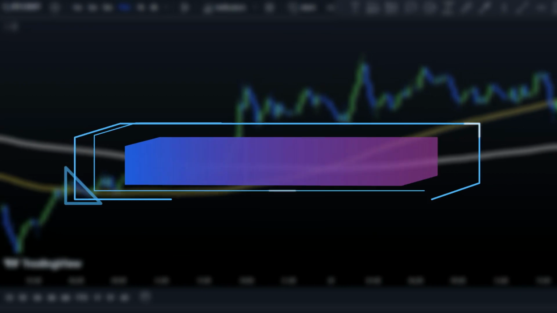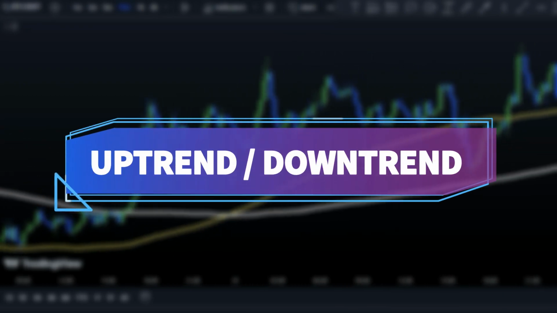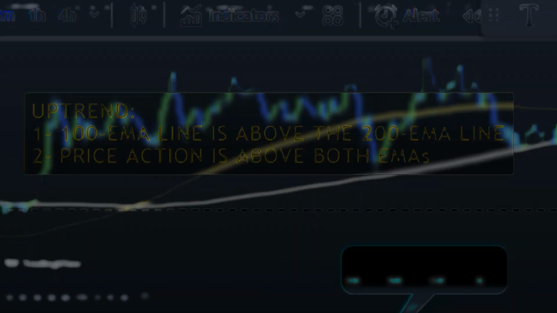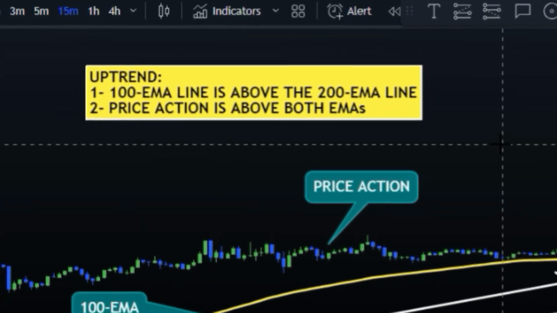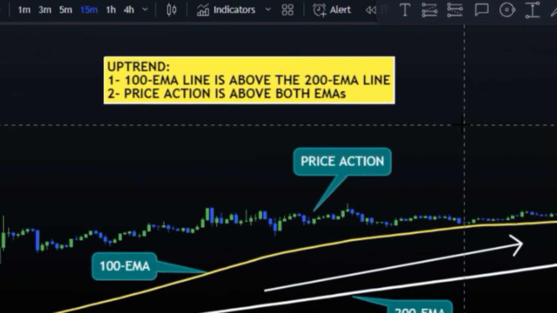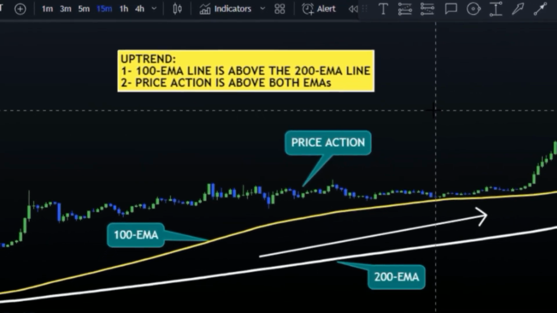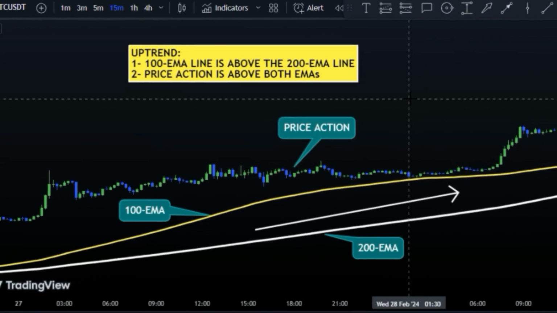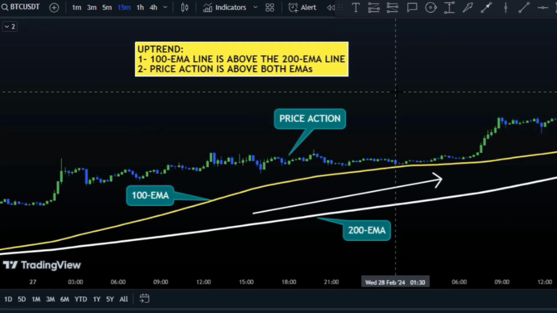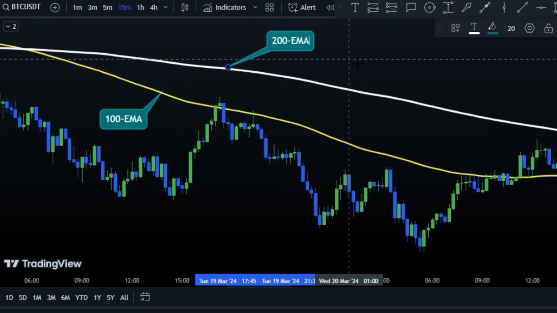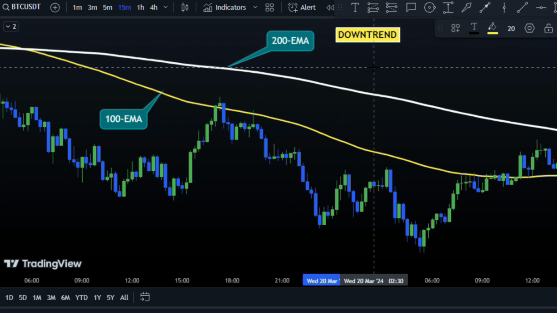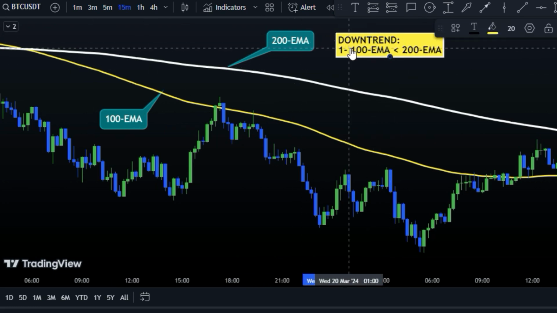Now let's define an uptrend and a downtrend using this indicator. For an uptrend, the EMA 100 line should be above the EMA 200 line, suggesting upward momentum. Additionally, the price action must remain above both EMA 100 and EMA 200 lines to confirm that the trend is strong. Conversely, for a downtrend, the EMA 100 line should be below the EMA 200 line, indicating downward momentum. Furthermore, the price action must stay below both EMAs.